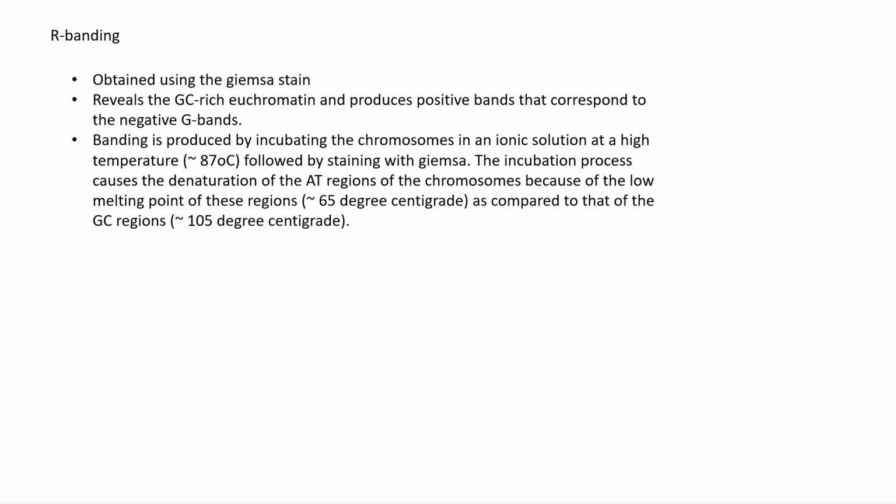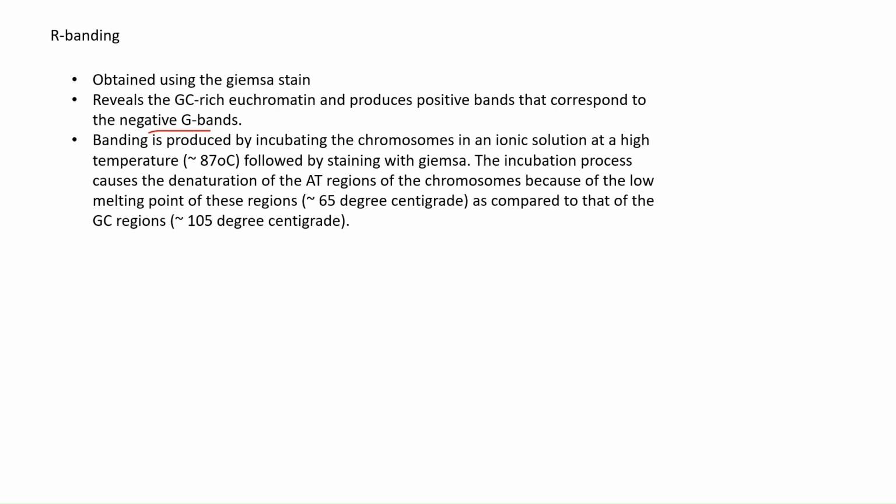So the next banding is R banding. These are also obtained from Giemsa stain, and they also reveal GC rich euchromatin segment. Because it is giving the GC rich euchromatin segment, it corresponds to the negative G band, because negative G bands also give GC rich euchromatin segment.